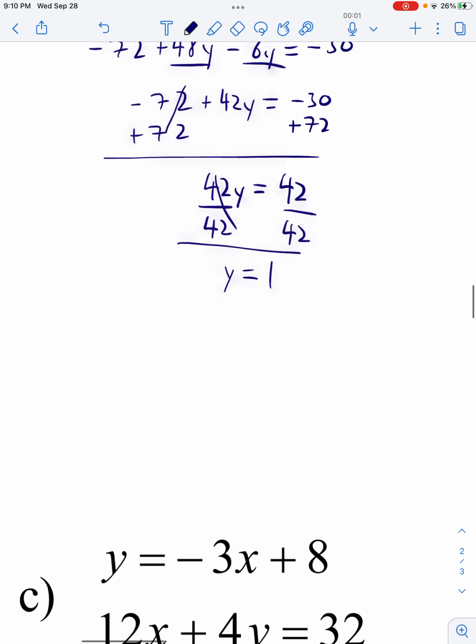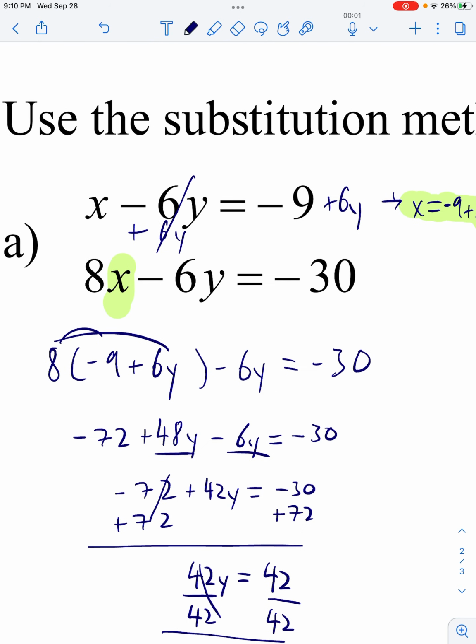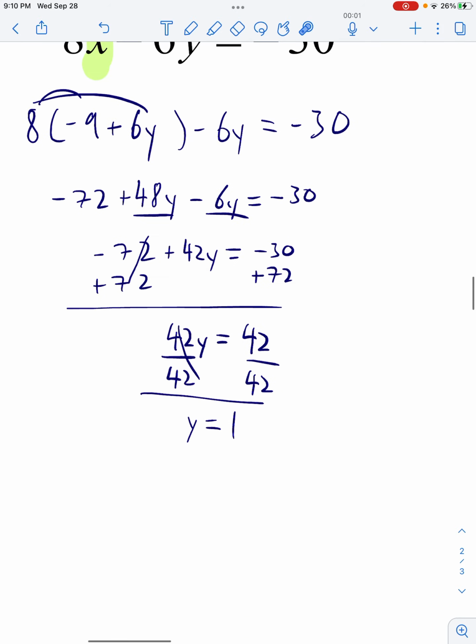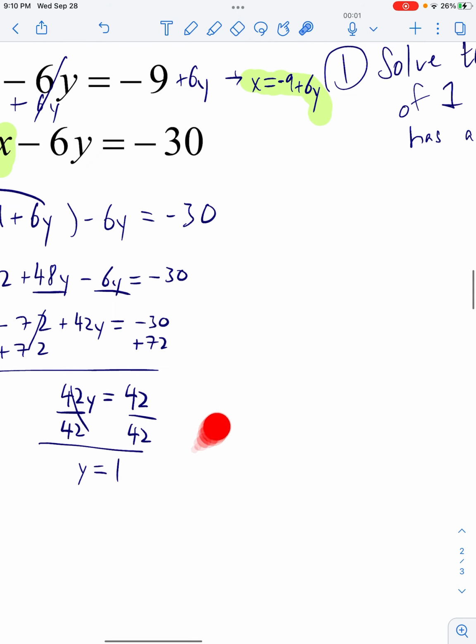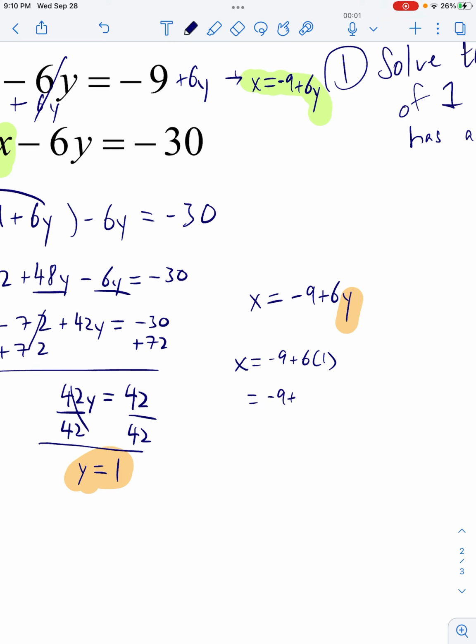So we got y, right? But to solve our system of equations, we have to find x as well, right? So we have y equals 1 right here. What we do is we go back up to our green highlighted part, x equals -9 plus 6y. And now what we're going to do is take our y equals 1 and substitute it for this y up here. We're just going to plug it back into that. We get x equals -9 plus 6 times positive 1. That's equal to -9 plus 6, which equals -3. So x equals -3 is our other variable that we need, okay?